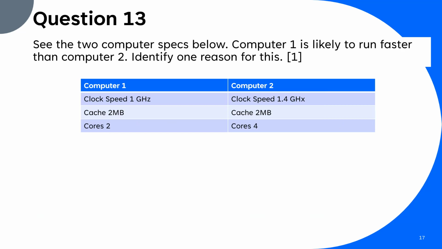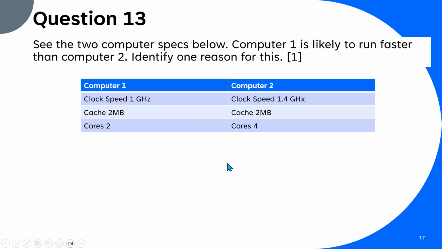See the two computer specs below. Computer 1 is likely to run faster. Identify one reason for this. Now, performance, running faster, that's all about CPU performance, right? Because here you can see clock speed, cache, and cores. Computer 1, let's look at the clock speed. 1 gigahertz. Computer 2, 1.4 gigahertz. Cache 2 megabytes for each, and cores 2 and cores 4.